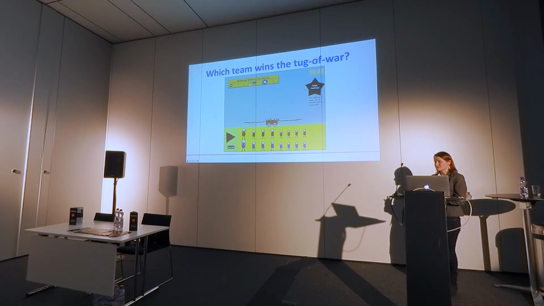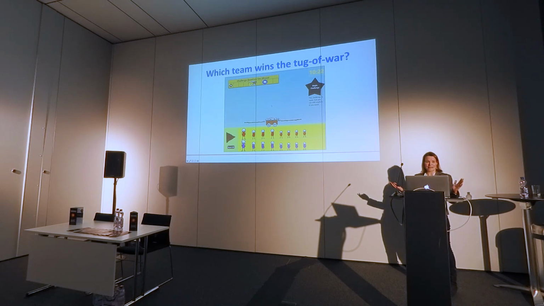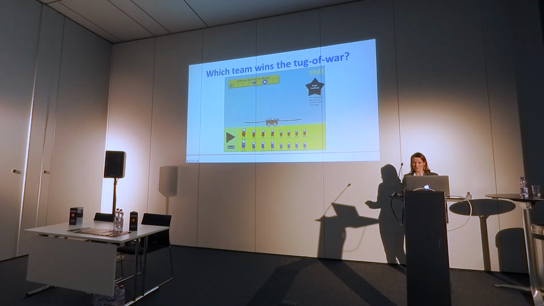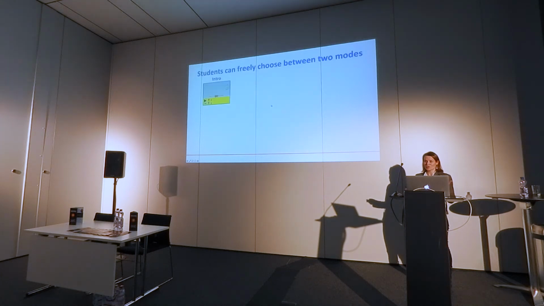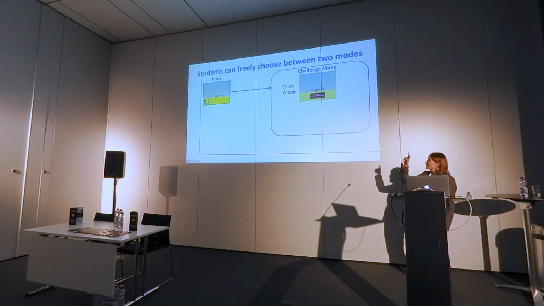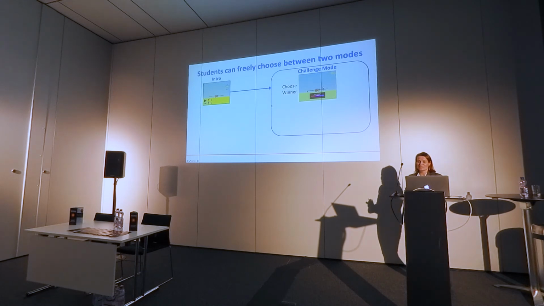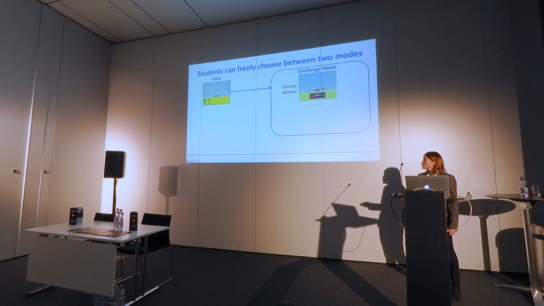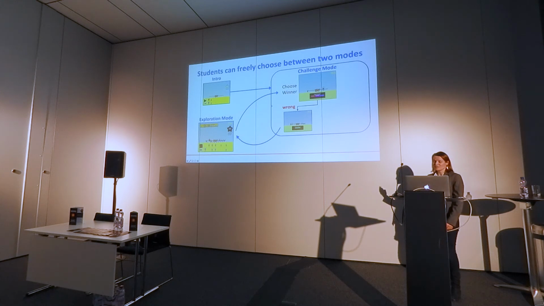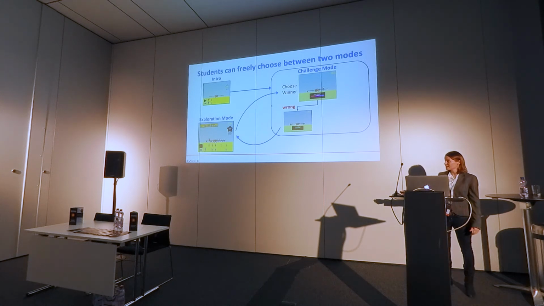So the idea is that students learn the mathematical relationships that govern these tug-of-war games, but students, when they start the game, are not told that this is actually the goal of the game. So how it works is they just get an intro on how the game works, and then they can go to what we call this challenge mode, where they have to determine the winner of given configurations. If they make a mistake, they are kicked back into what we call the simulation mode, but they don't have to stay. They can just go back here and answer further questions.